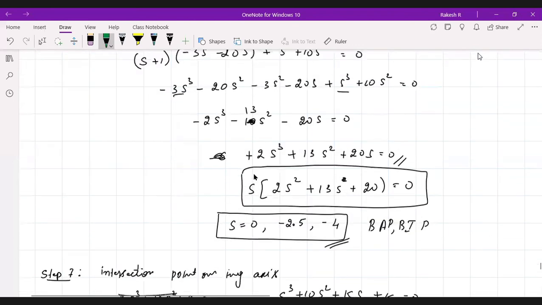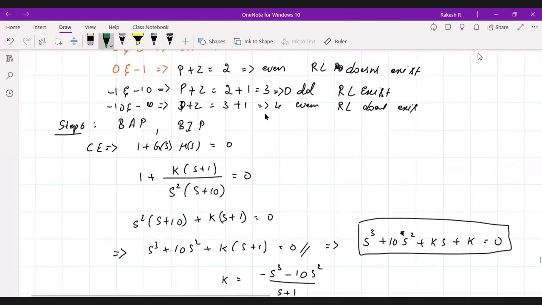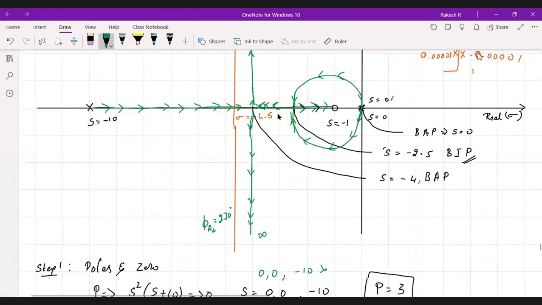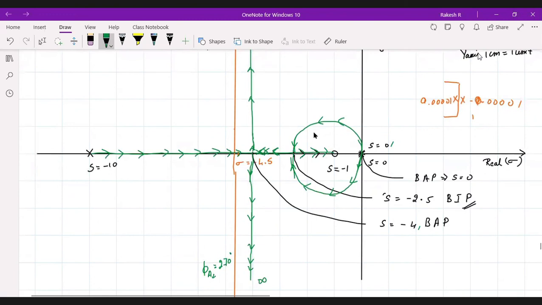If you have two poles at the origin and two breakaway and break-in points on the same real axis, in between minus 10 and minus 1, you have two breakaway and break-in points. So you need to be cautious while you draw the root locus. Right? Any doubts in this?